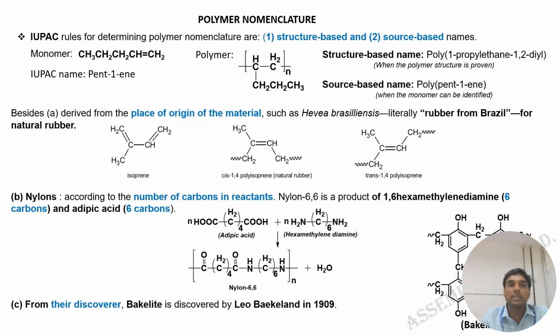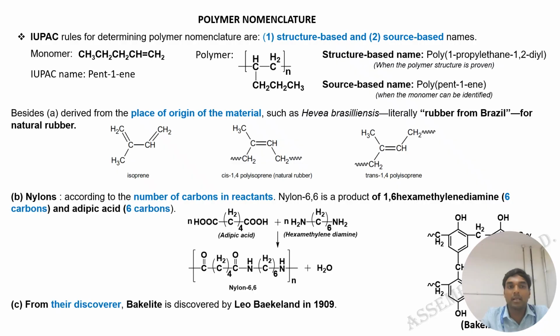Now polymer nomenclature. You can see isopentene, where CH2 is connected to CH, and the propyl group is part of that chain. That can be called polypentene. Isoprene is the common unit of natural rubber. You can have cis isoprene, which is natural rubber, and trans isoprene, which is not natural; you can consider it synthetic rubber.